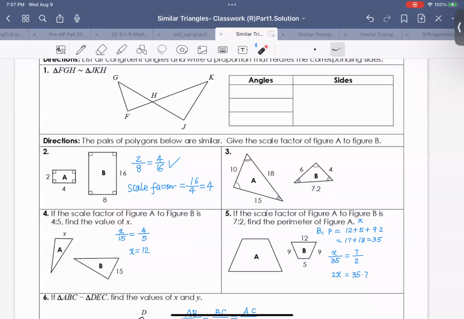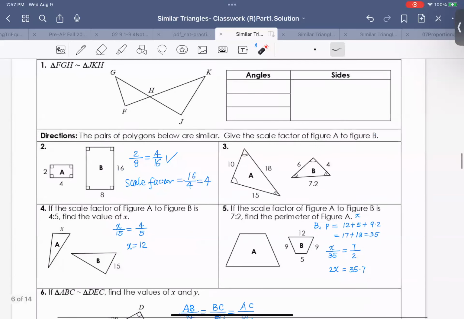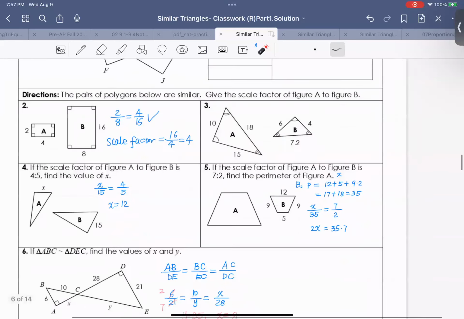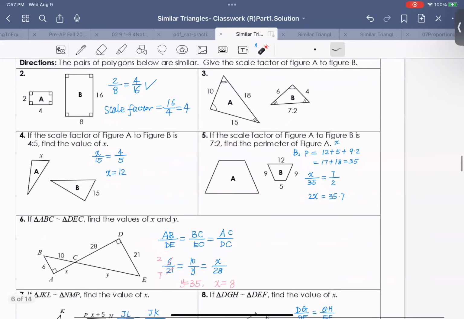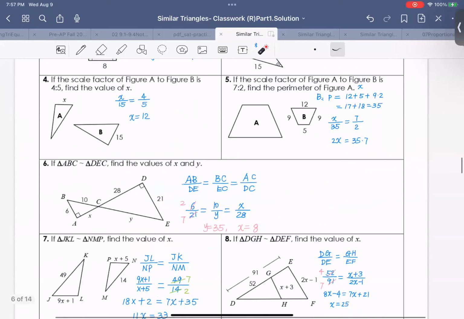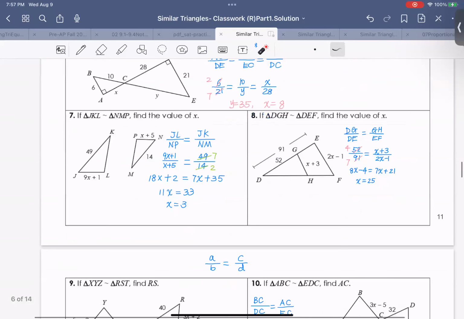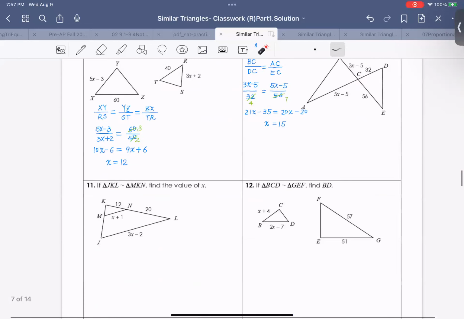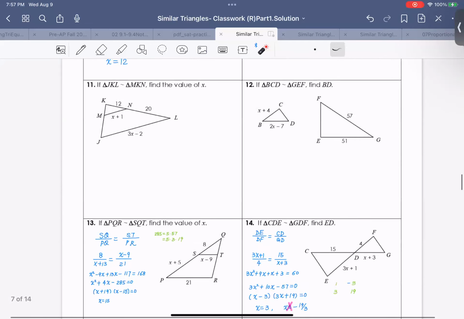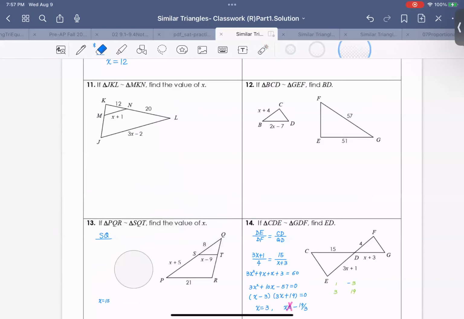And then let's see. Let me see if we have some more difficult questions. Yes, I'm going to give you guys more challenge questions. All right, let's try here.